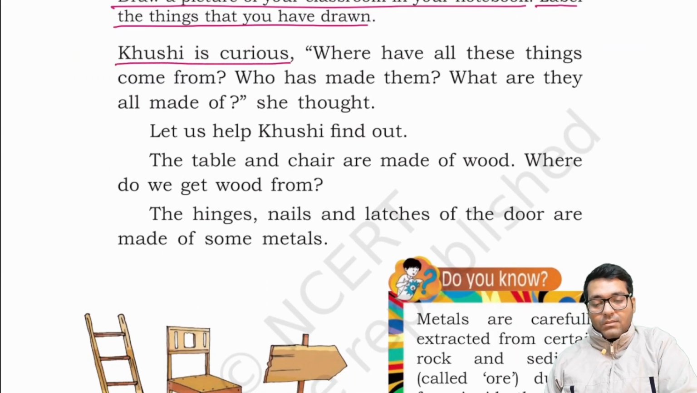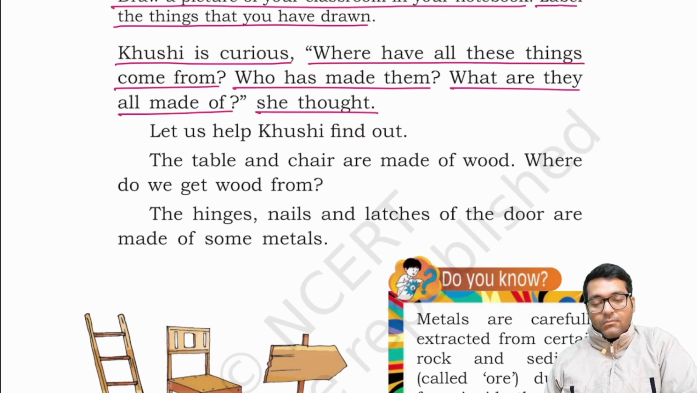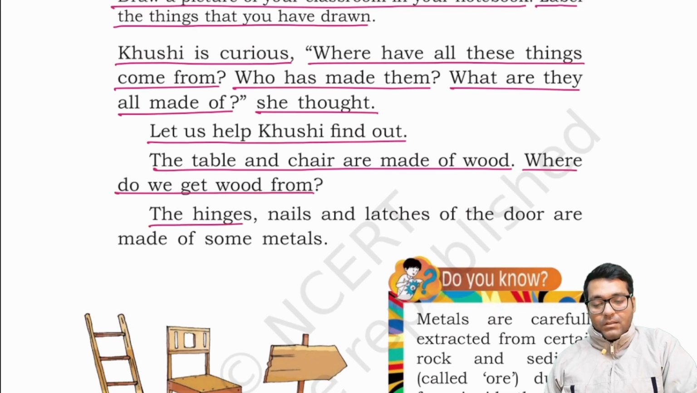Khushi is curious. Where have all these things come from? Who has made them? What are they all made of? She thought. Let us help Khushi find out. The table and chair are made of wood. Where do we get wood from? The hinges, nails, and latches of the door are made of some metals.